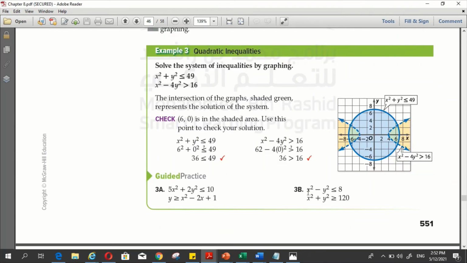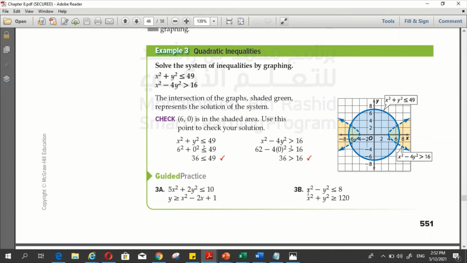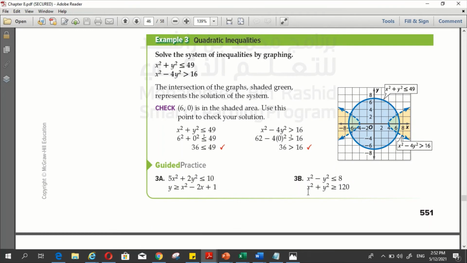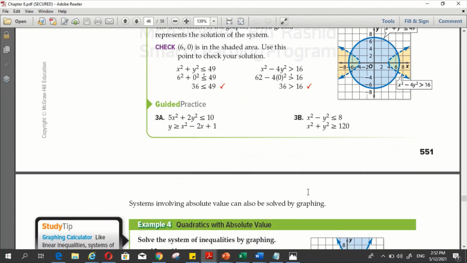Actually, we can do this on Desmos as well. If you are doing this on Desmos, the same thing, you can find the intersection region. Okay, so just try to solve these two questions, as practice on this.